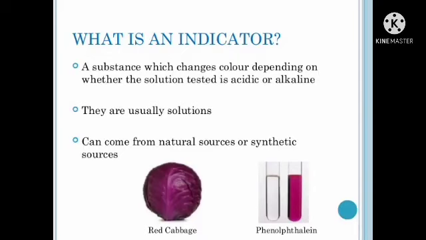What is an indicator? A substance which changes color depending on whether the solution tested is acidic or alkaline, that means base. They are usually solutions and can come from natural sources or synthetic sources. For example, red cabbage and phenolphthalein. Red cabbage is the natural source and phenolphthalein is the synthetic source.